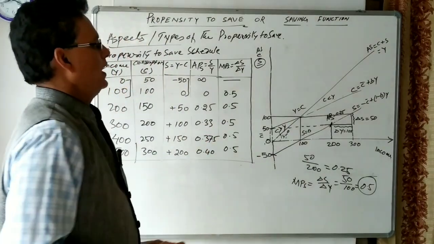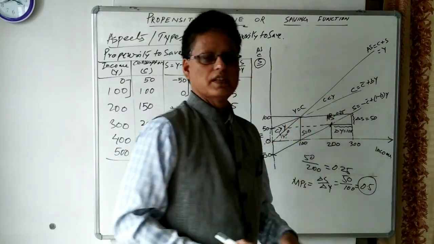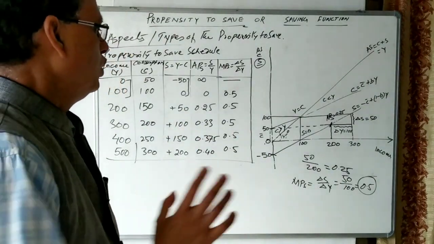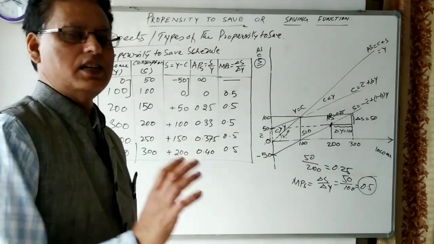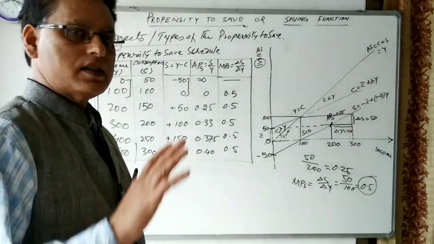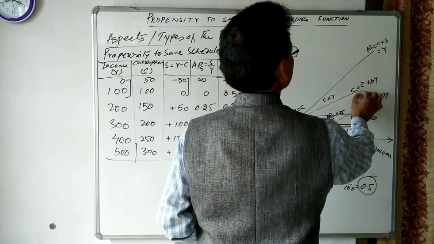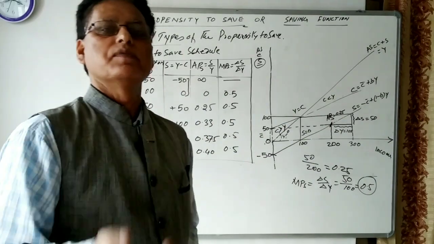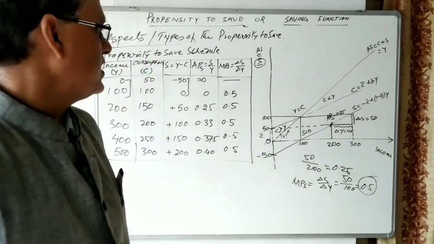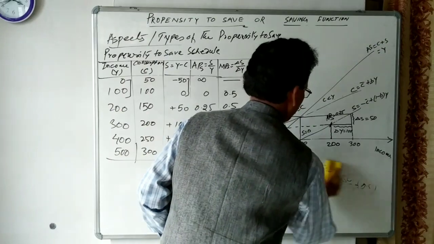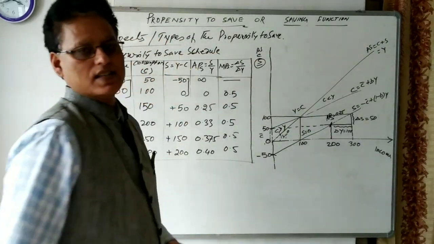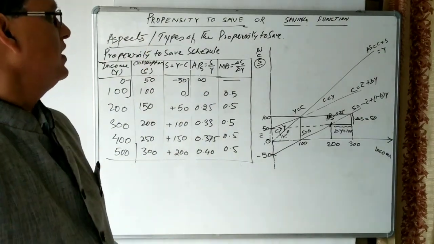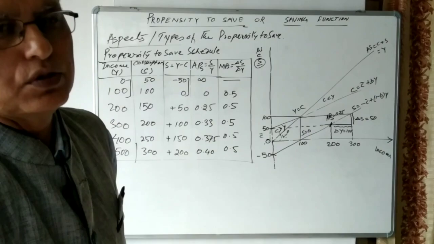This is called slope, and the slope represents how much of the increase in income goes for saving. If you discuss consumption, this would be consumption, but here we are discussing saving. How much of the income goes for saving? It means 0.5 shows that 50% of the money goes for consumption and 50% of the money goes for saving. I think these two aspects of the propensity to save, or saving function, are clear to all of you. Okay, thank you.